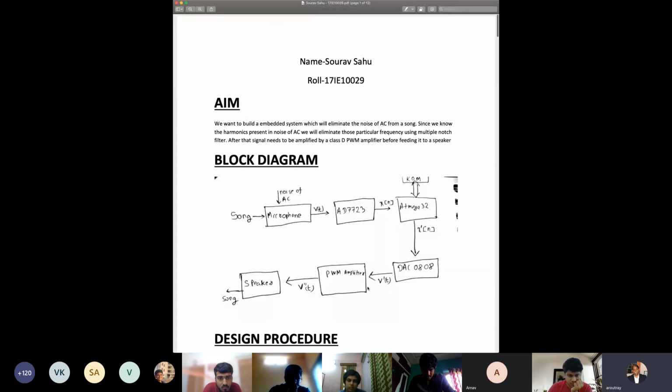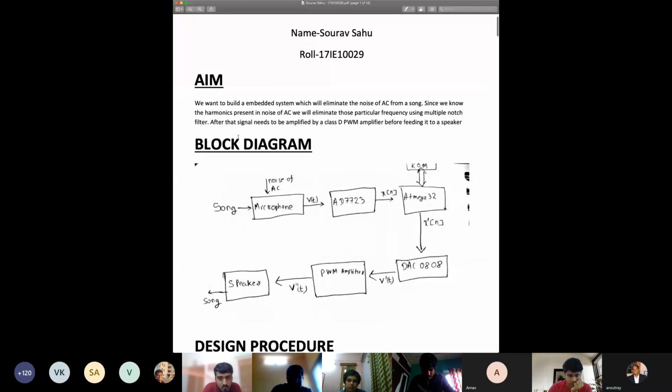This is the PWM amplifier. You can see this. We want to build an embedded system which will eliminate the noise of AC from a song. Since we know the harmonics present in AC, we eliminate the particular frequencies using multiple notch filters. After that, the signal needs to be amplified using a Class D PWM amplifier.